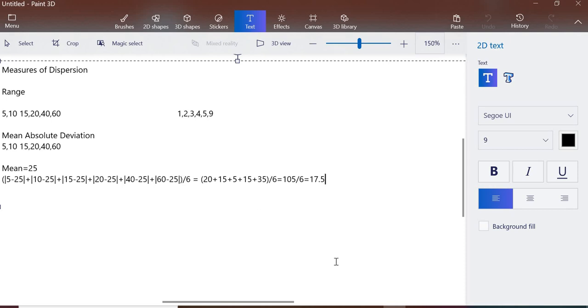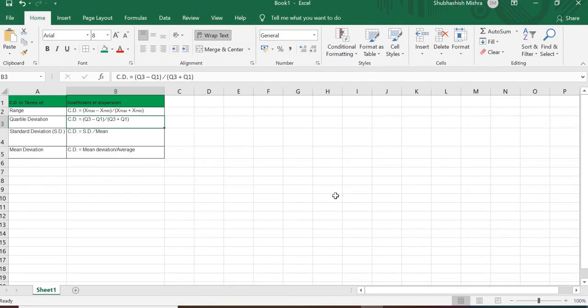There are relative measures of dispersion, which are basically calculating the coefficients. They are very rarely used, and they're very simple also. There are formulas available for them. I will post them in the description. I hope you guys can carry it out. If you have any kind of doubt, you can post it in the comment section and I'll be happy to help you out.